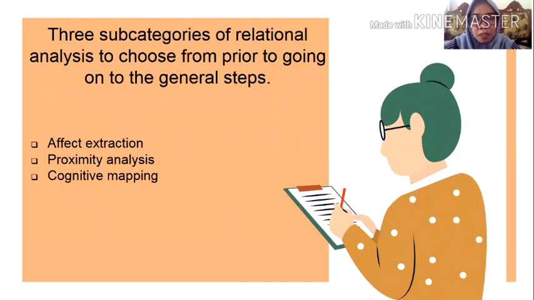Next, these are the subcategories of relational analysis. Actually, there are 3 subcategories of relational analysis. The first is effect extraction, the second is proximity analysis, and the last one is cognitive mapping. I will explain them one by one. Effect extraction means an emotional evaluation of concepts explicit in the text. And then proximity analysis means an evaluation of the occurrence of explicit concepts in the text. And the last is cognitive mapping. Cognitive mapping is a visualization technique for either effect extraction or proximity analysis.